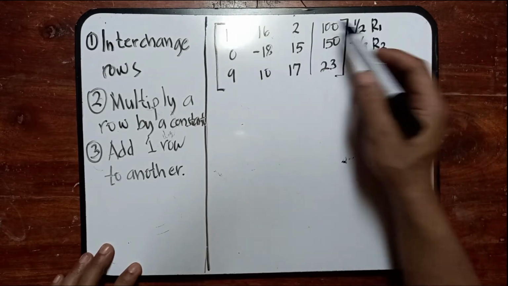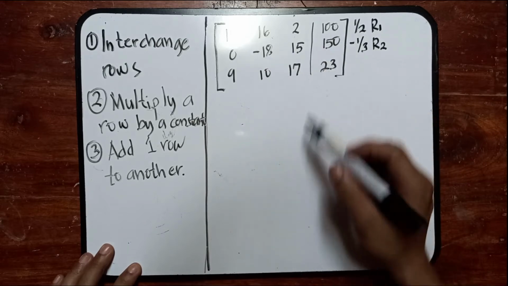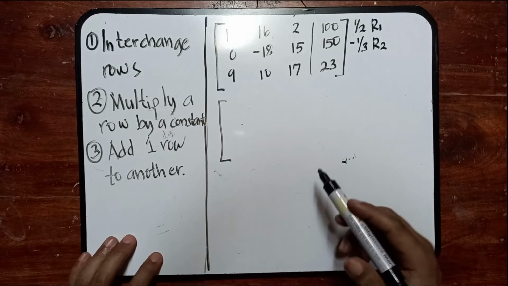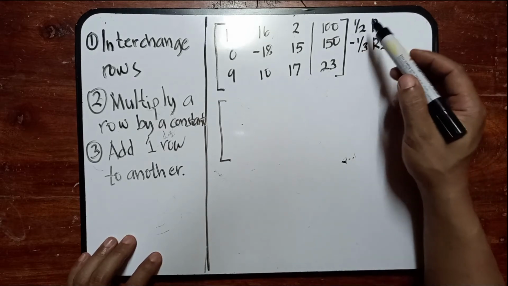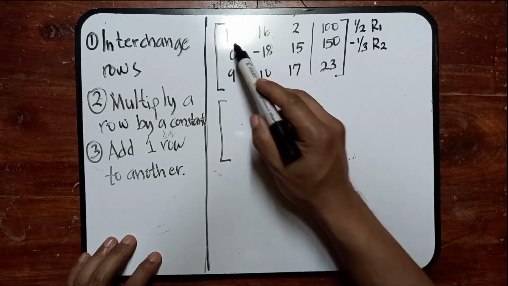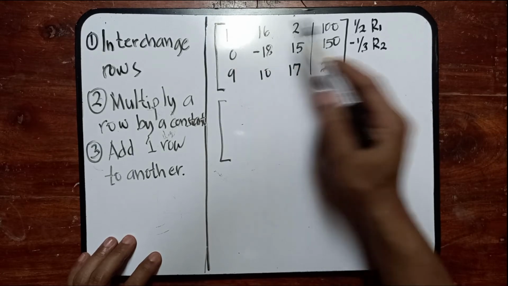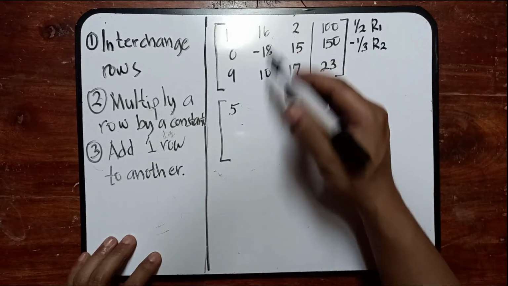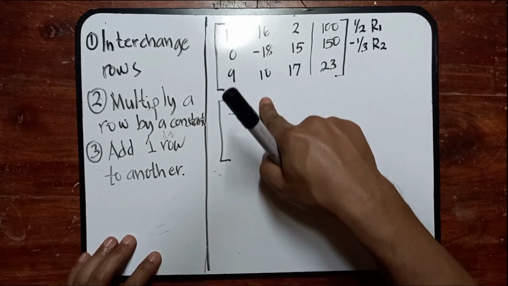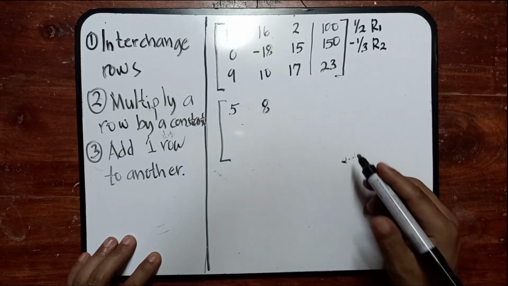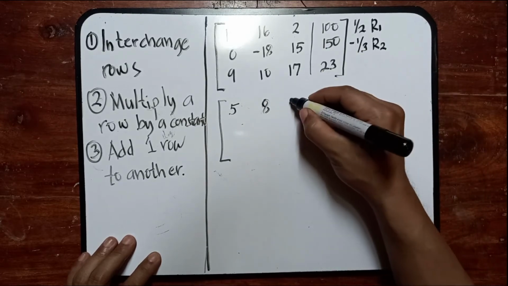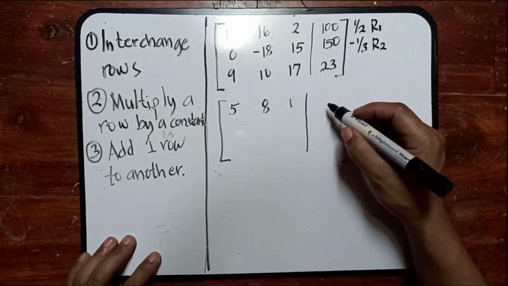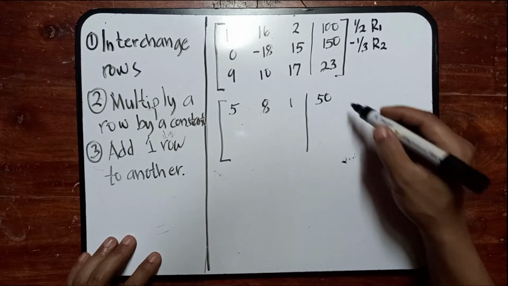After applying this constant to each element of this array, we'll end up having this new array. So 1/2 times R1, that is 10. What is the 1/2 of 10? That becomes 5. 1/2 of 16, this becomes 8. And then 1/2 of 2, this becomes 1. And then 1/2 of 100, this becomes 50.